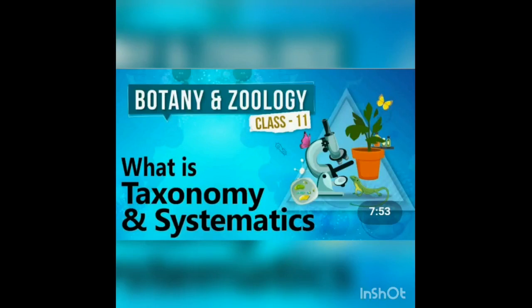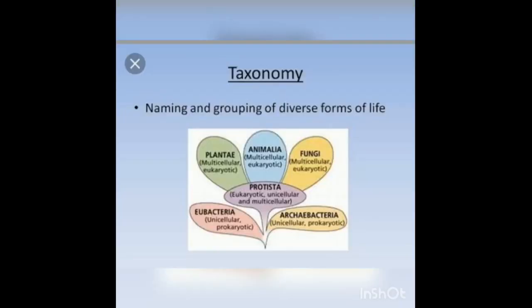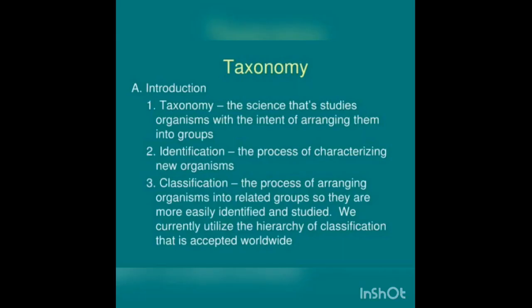What is taxonomy? If you divide the word taxonomy into taxis and nomos, taxis means arrangement and nomos means law. So taxonomy is the science of arrangement of living organisms, along with classification, description, identification, and naming of organisms, which includes all plants and animals, including microorganisms of the world. So taxonomy is nothing but arrangement according to the norms or according to the laws.